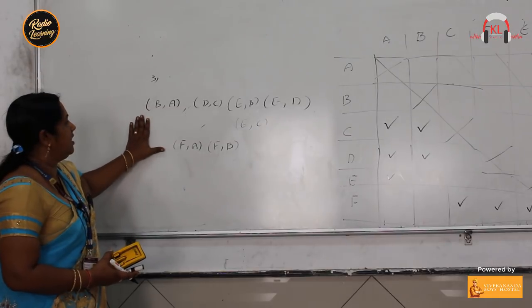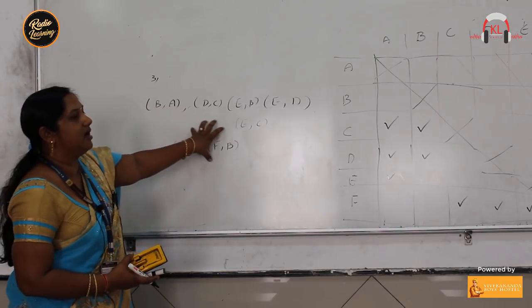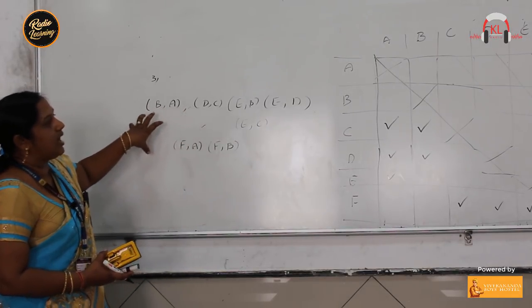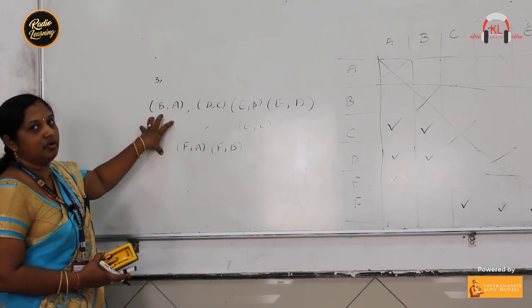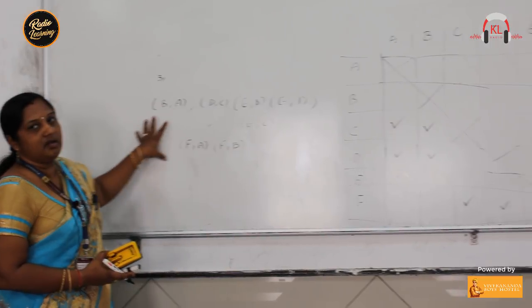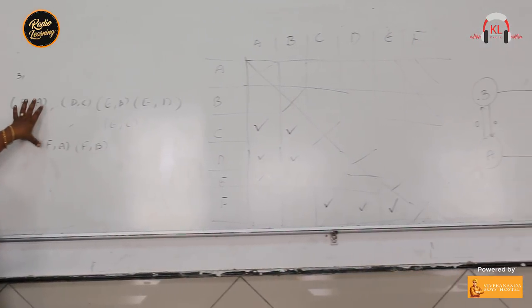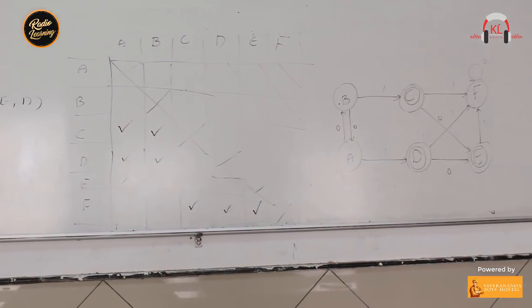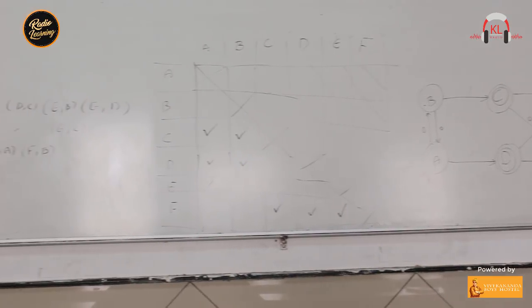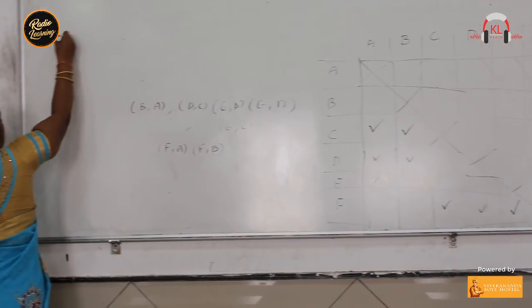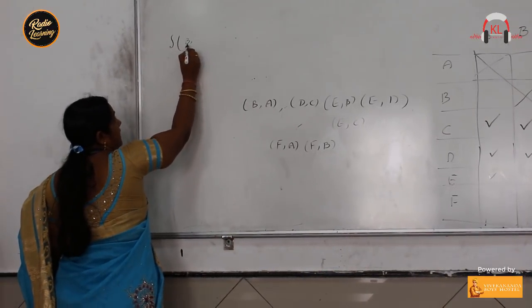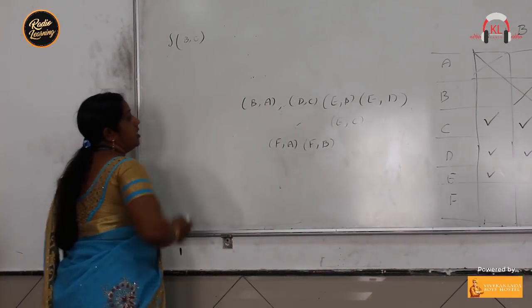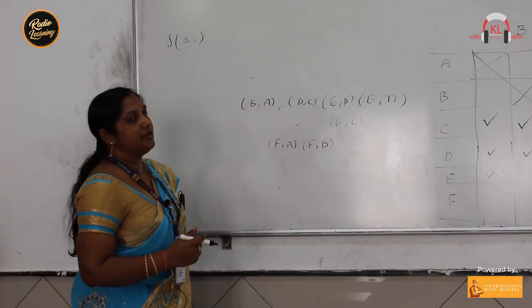So finally, for these unmarked pairs, you need to apply the inputs you have in the deterministic finite automata, that is 0, 1. You are applying those two inputs on these unmarked pairs. So how are we going to apply it? What is the pair here? B, A. So I am taking delta B, 0. That means the inputs for me are 0, 1.